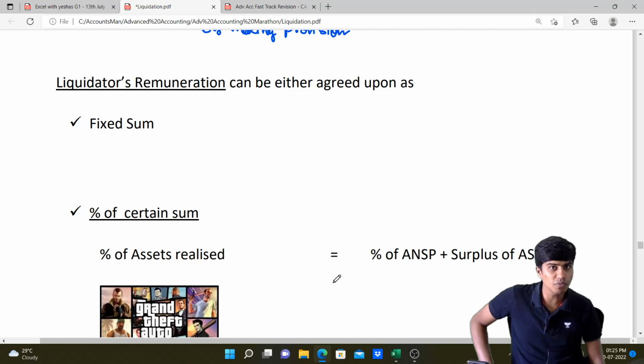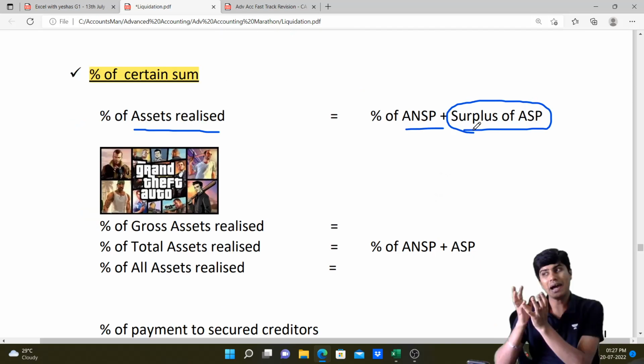Why? Whenever they use the word percentage of assets realized, it means that the liquidator is not selling all the assets. The liquidator is selling only assets not specifically pledged. Assets which are specifically pledged have been taken over by the secured creditor. They sell those assets, take their portion of money, and give the balance money to the liquidator.